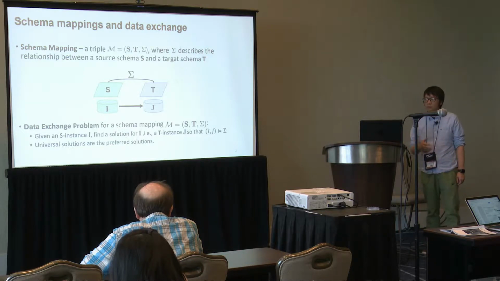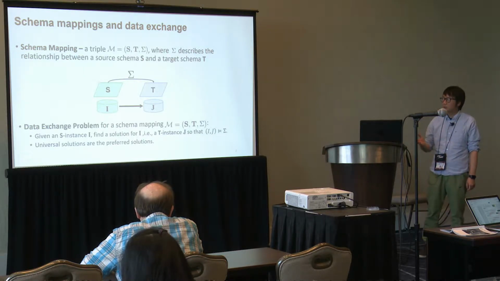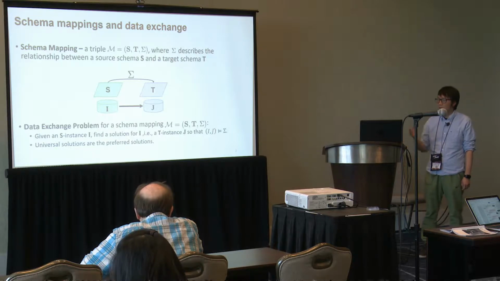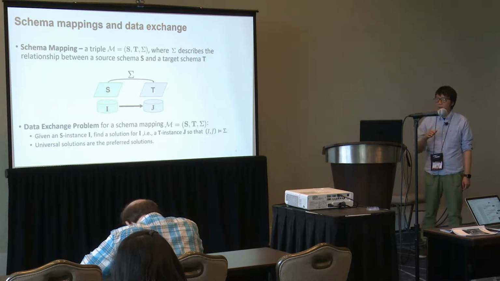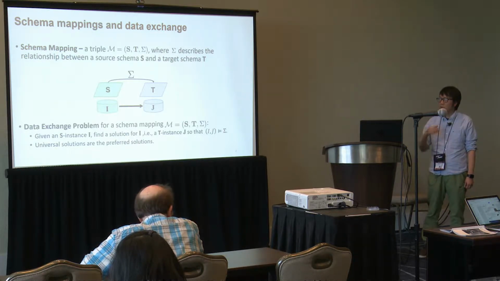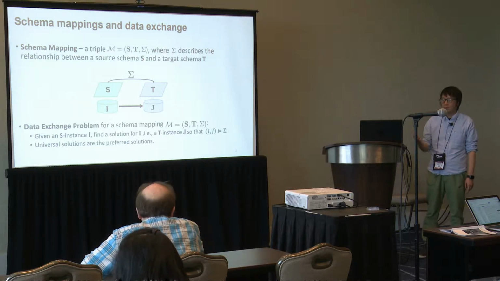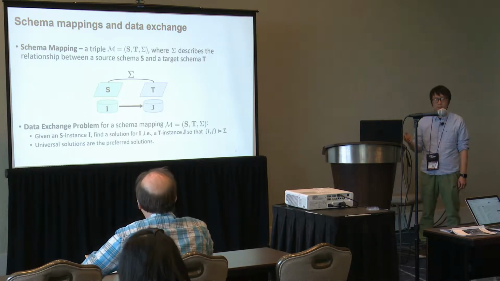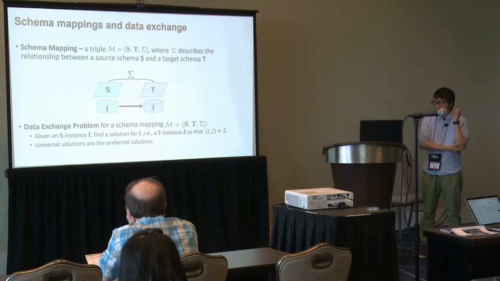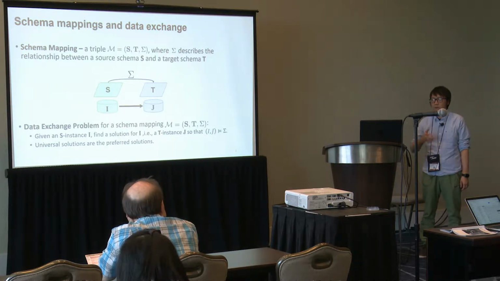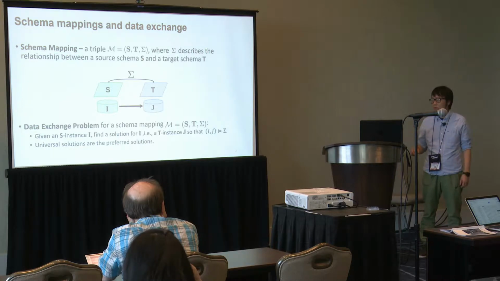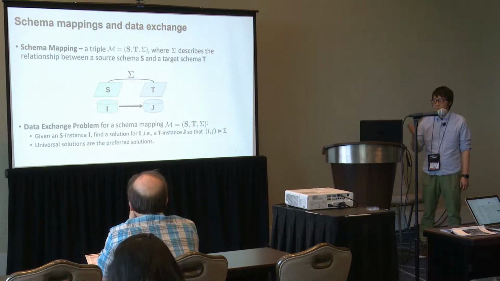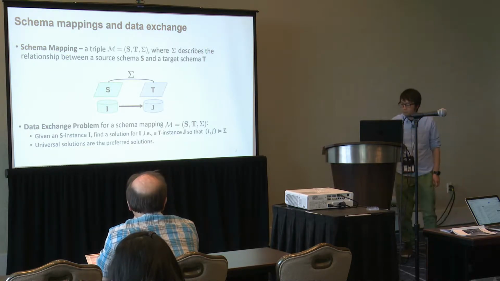And the data exchange problem for schema mapping M equals (S, T, Σ) is the following problem. Given an S instance I, our goal is to find a solution for I, that is a T instance J, so that (I, J) satisfies Σ. In fact, we prefer universal solutions because, as mentioned in the talk given by Phokion, a universal solution is the most general solution and has several good properties.